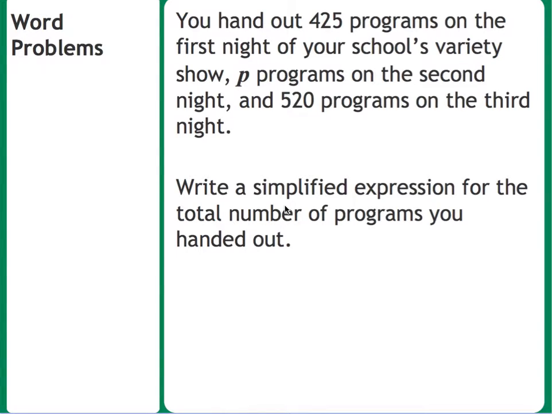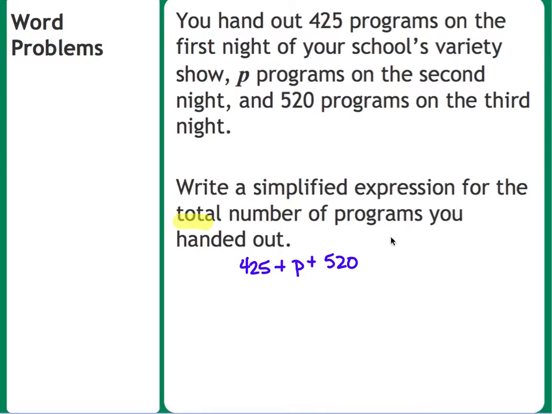So you hand out 425 programs on the first night of your school's variety show, P programs on the second night, so we're not sure how many programs the second night, so we give that a variable P, and then 520 programs on the third night. We want to write a simplified expression. Since we want to find the total number of programs handed out, we know we need to add these up. So we're going to add 425 plus P plus 520.